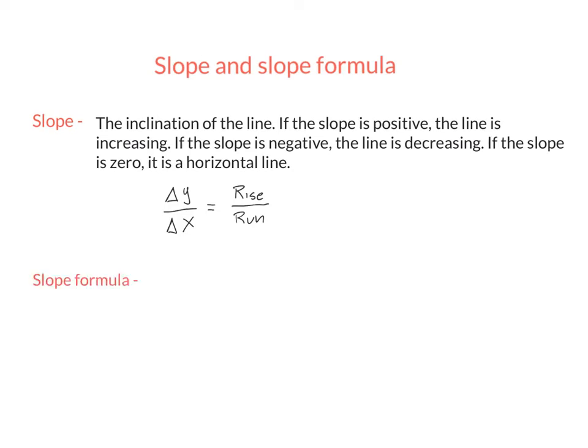The slope formula is like a recipe. Whenever you use it properly, you're going to get the desired result. And you're never going to go wrong, assuming you're always putting the correct numbers in. The slope formula is y2 minus y1 divided by x2 minus x1. And right now we're going to see how to apply it.